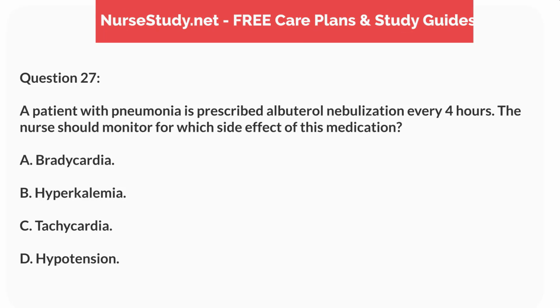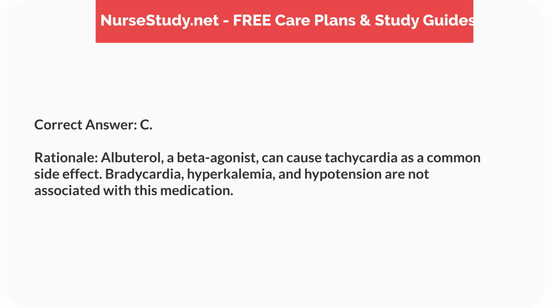Question 27. A patient with pneumonia is prescribed albuterol nebulization every 4 hours. The nurse should monitor for which side effect of this medication? A. Bradycardia. B. Hyperkalemia. C. Tachycardia. D. Hypotension. Correct answer, C. Rationale: albuterol, a beta agonist, can cause tachycardia as a common side effect. Bradycardia, hyperkalemia, and hypotension are not associated with this medication.